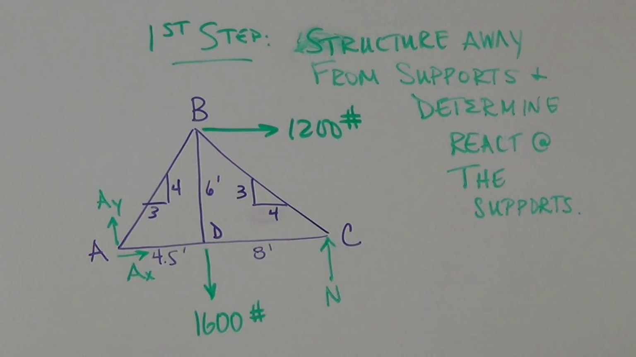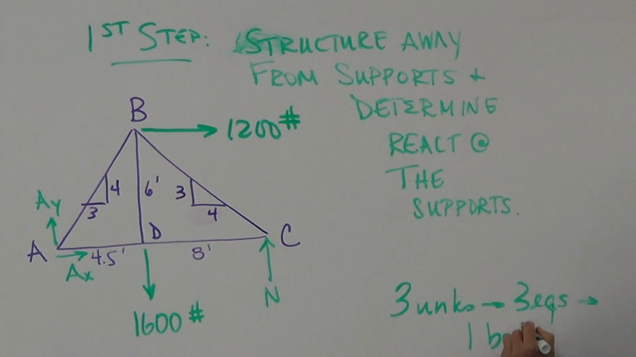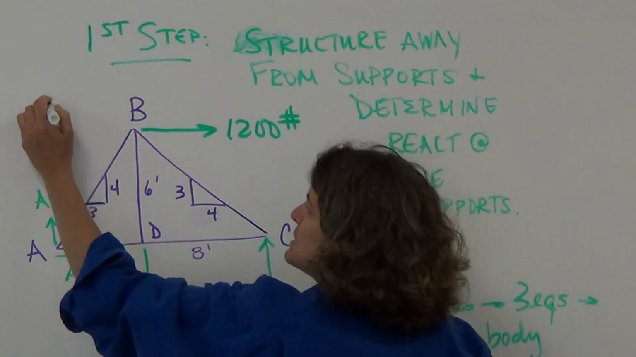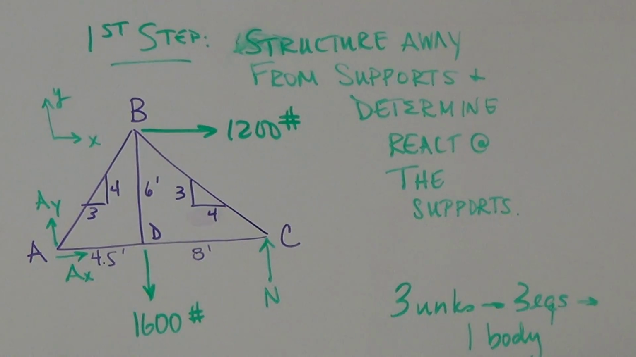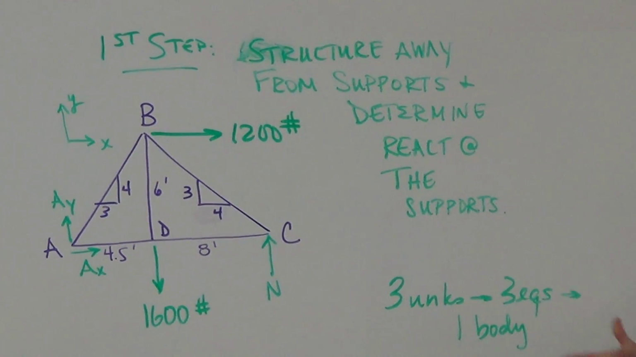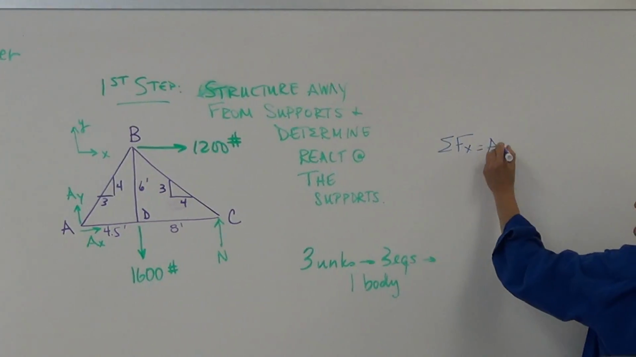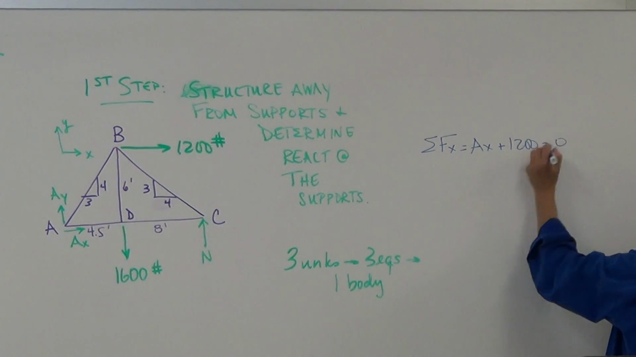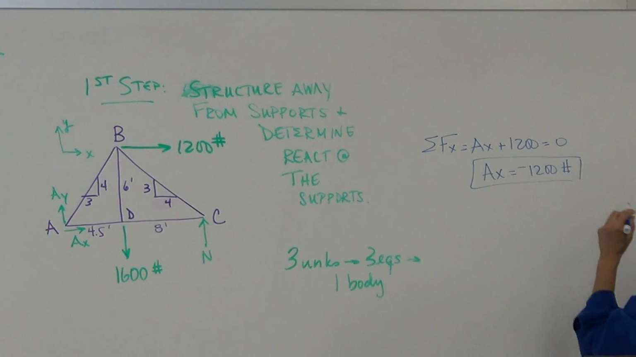So how many unknowns do we have? We have 3 unknowns. How many equations do I need? 3 equations. How many bodies? 1 body. What body do you want to analyze? The whole structure. And we drew the free body diagram. So far, what do we have missing from our free body diagram? We have to have the X and Y axis. So what equation do we want to do first? How about sum of the forces in the X? Is that a good equation? I think so, because it's one equation with one unknown in it. AX plus 1,200 equals 0, and AX turns out to be negative 1,200 pounds.